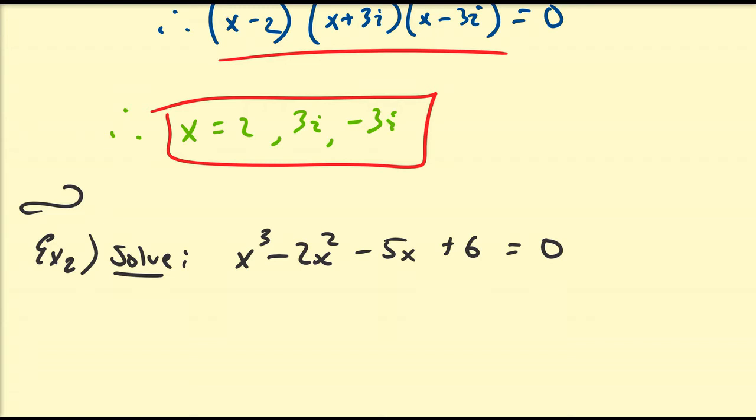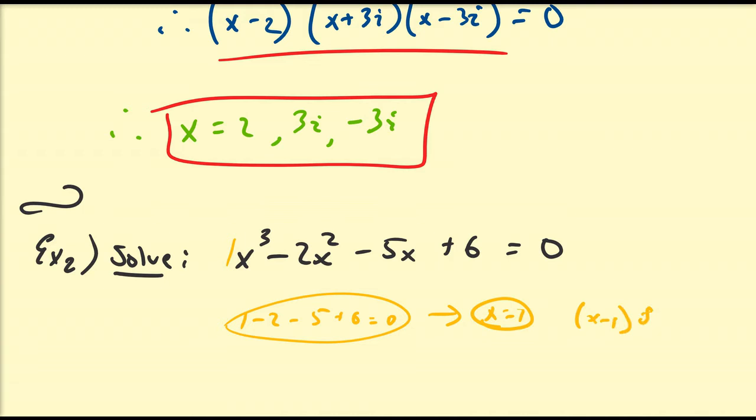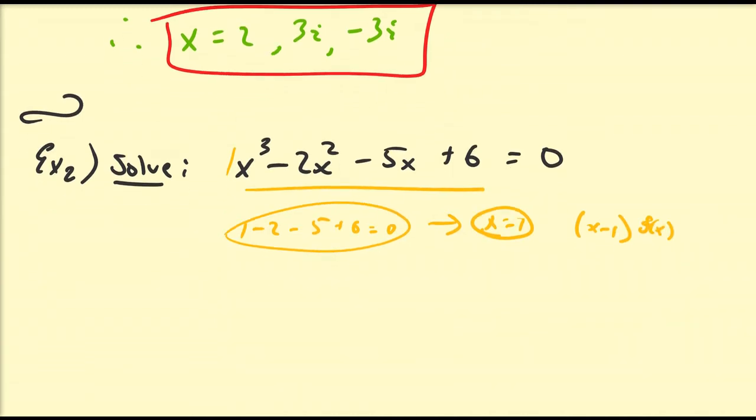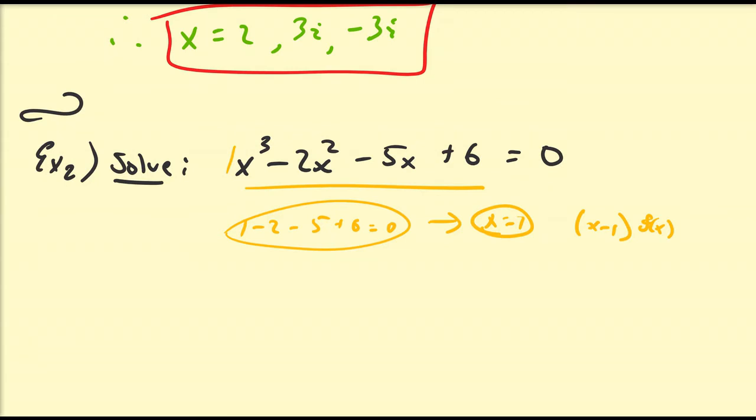So one thing we can do is look at the coefficients. Notice that we have 1 minus 2 minus 5 plus 6, and we know that 1 minus 2 minus 5 plus 6 is equal to 0. So if we just look at the coefficients, we can see that if we plug in 1, then this is going to be a solution. So x equals 1 is going to be a solution, implying that x minus 1 is going to be a factor of this expression. So I'm going to use synthetic division to figure out what I'm going to be left with in that expression.